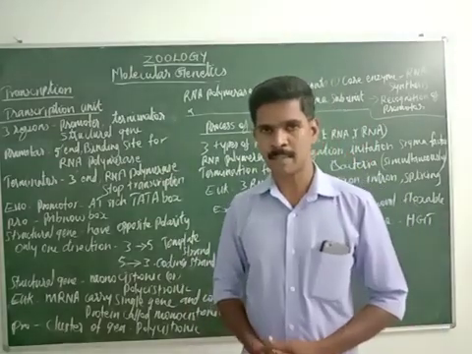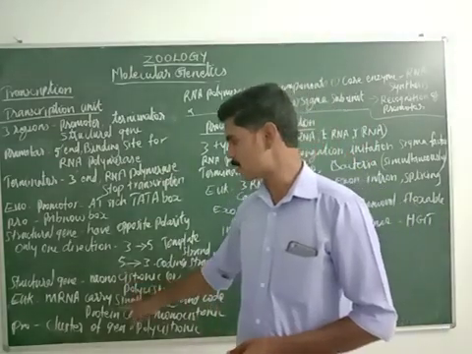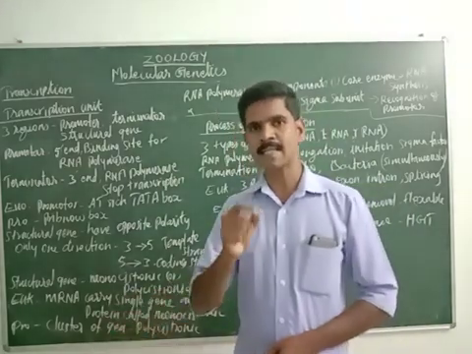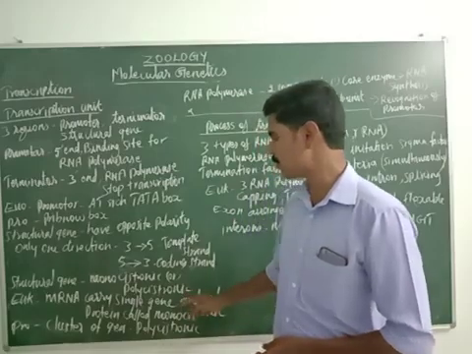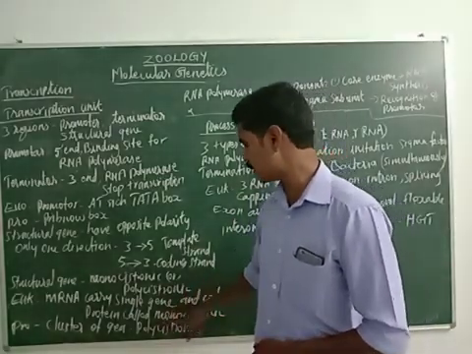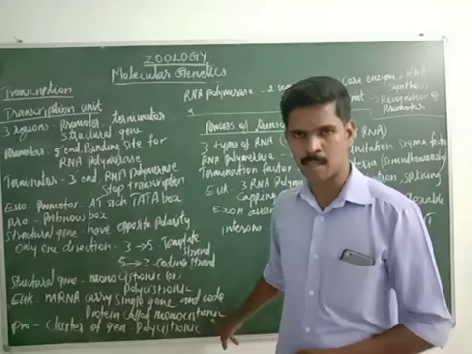Let me repeat this point: in eukaryotic organisms, the mRNA molecule carries a single gene, only one gene. That single gene is responsible for the production of protein, so that mRNA is called monocistronic mRNA.